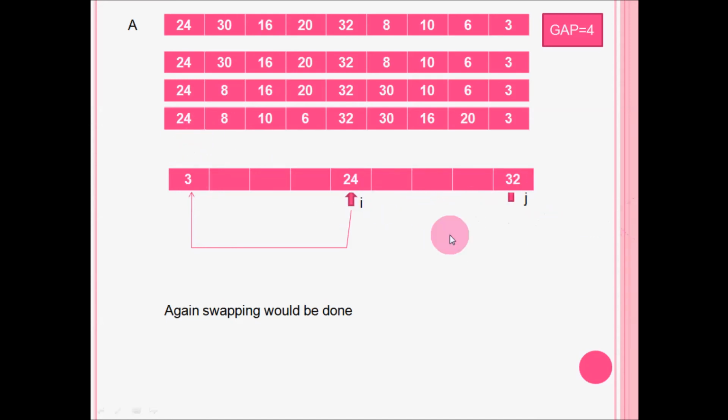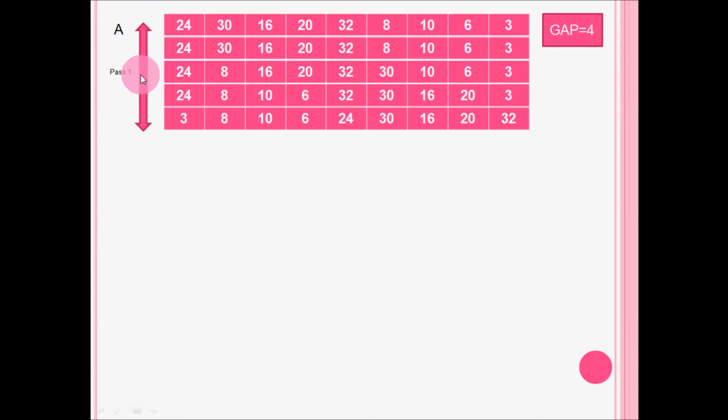So likewise, once our j is reached to n minus 1 places, n is 9 and this index is n minus 1, the pass is finished. So these elements are as they are, and the pass is finished here because our j is here and i is here. As j reaches the n minus 1 index, the pass is finished.